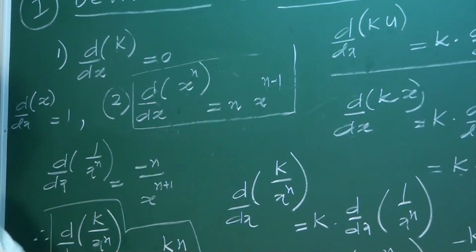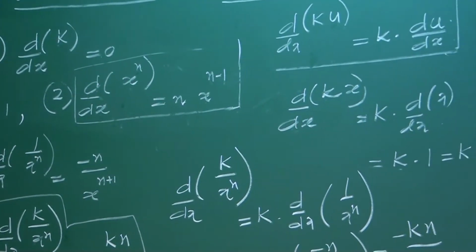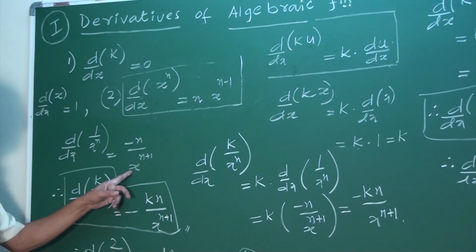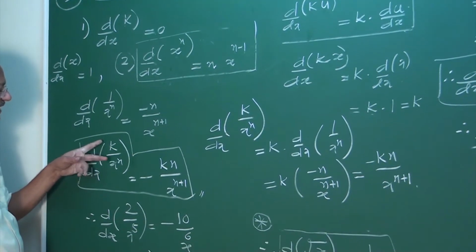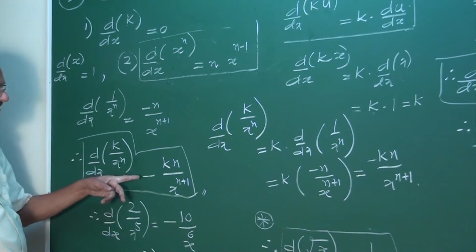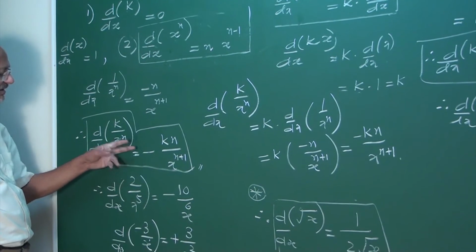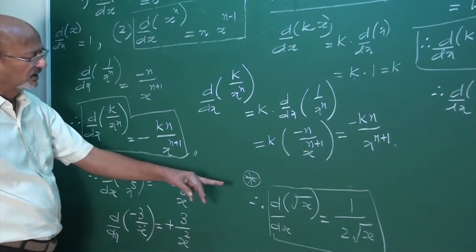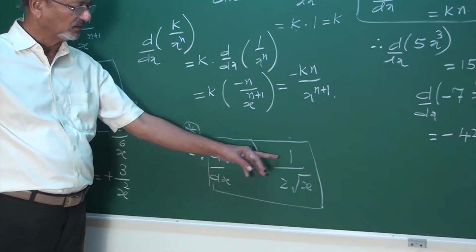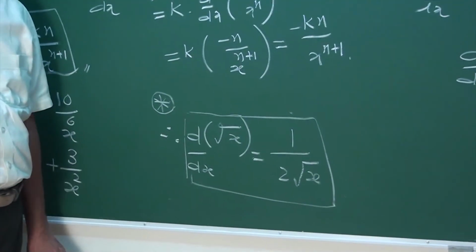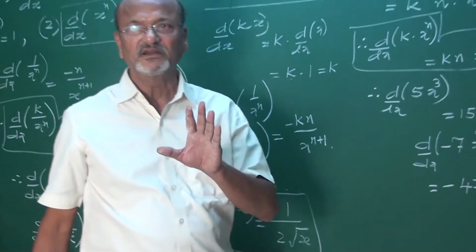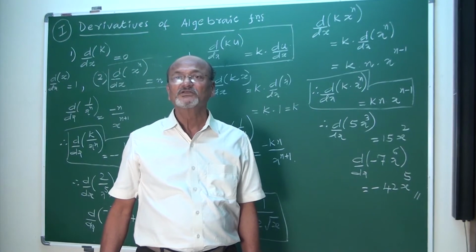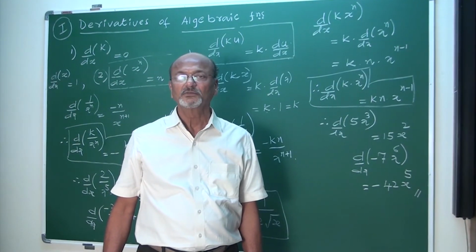For 1 upon x to the power n, it is minus n upon x to the power n plus 1. The same thing with k multiplication: sign change when it is in the denominator, minus k into n upon x to the power 1 more. And the derivative of root x is 1 by 2 root x. My friends, these are the derivatives of algebraic functions.